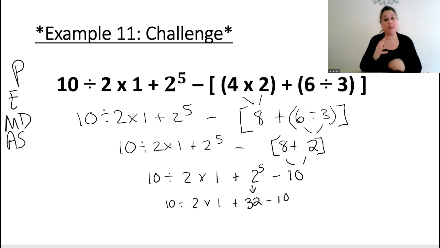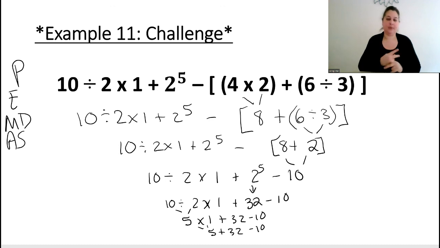At this point, no parentheses, no exponents, but there's multiplication and division, so I'm going to do this first. 10 divided by 2 is 5, times 1, plus 32 minus 10. 5 times 1 is 5, plus 32 minus 10. I'm not going to have much room. 5 plus 32 is 37. So 37 minus 10, and I should not write an equal sign, 37 minus 10 is 27. So hopefully you got 27.